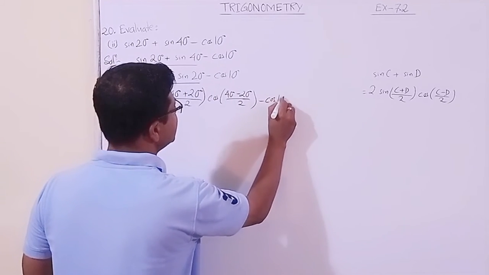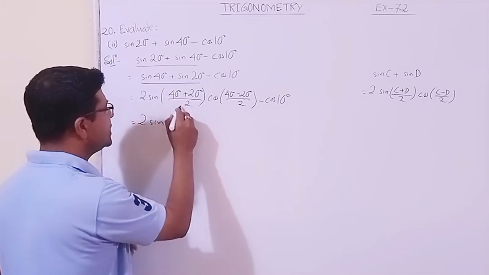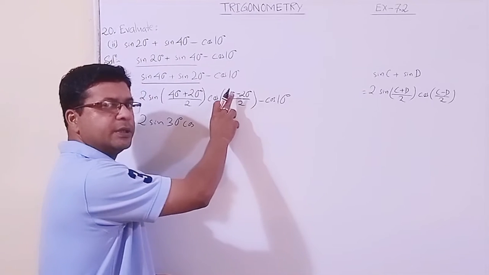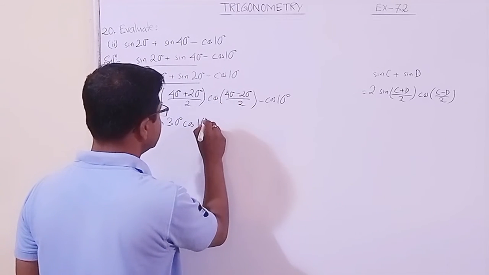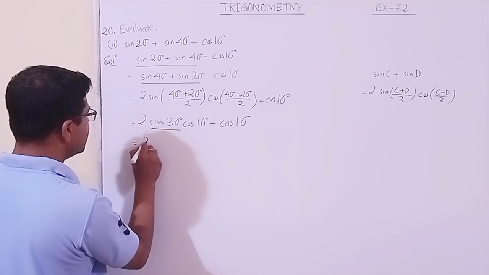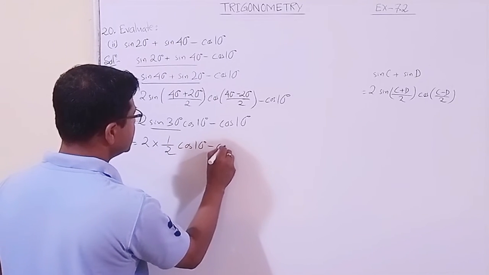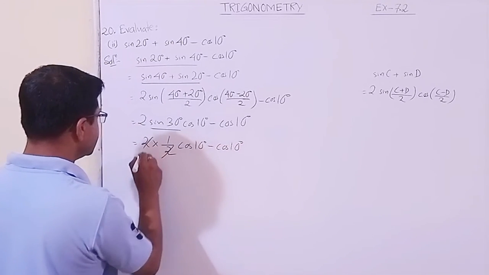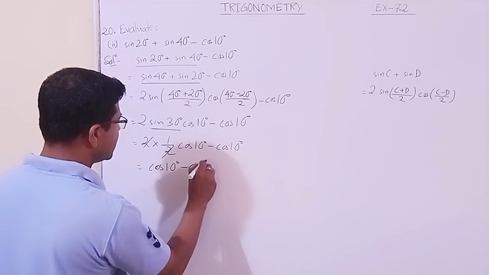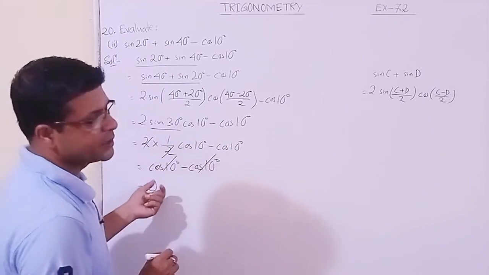Minus cos of 10 degree. Okay, twice sine 40 plus 20, 60 by 2, 30. Alright, then cos of 40 minus 20 by 2, 10. Cos 10 degree minus cos of 10 degree. Let us substitute this value. We know the value of it. Sine 30 is how much? Half. Cos of 10 degree minus cos of 10 degree. 2 cancel. So what is left? Cos of 10 degree minus cos of 10 degree. This will get cancelled, is equal to 0. Its answer is also 0.